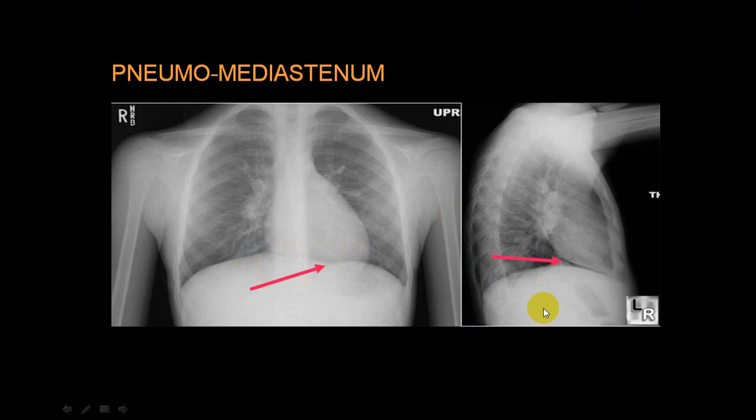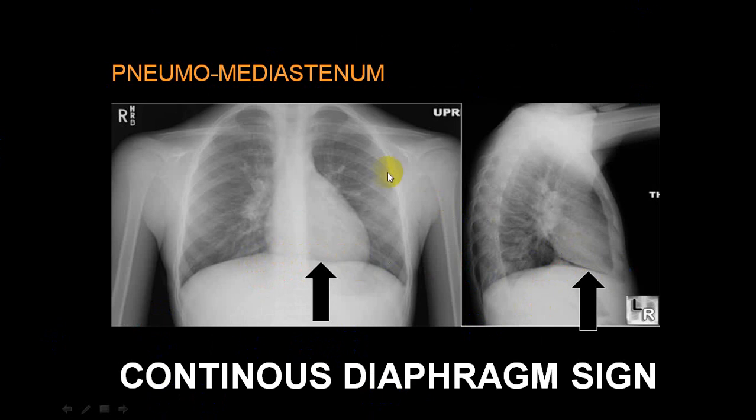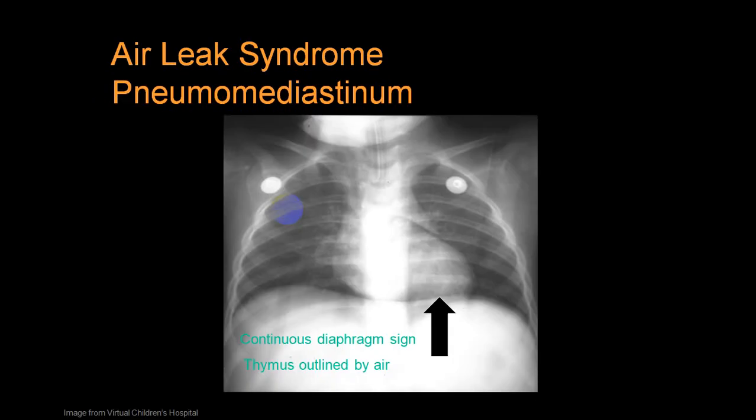I can see that this is a cardiac border and this is a diaphragm border, and this is the continuous diaphragm sign, and that will happen in a pneumomediastinum. Air will come into the mediastinum for two reasons. One, either because of a pneumothorax or because air is coming out from the esophagus. So in case of esophageal perforation, you can have a pneumomediastinum.